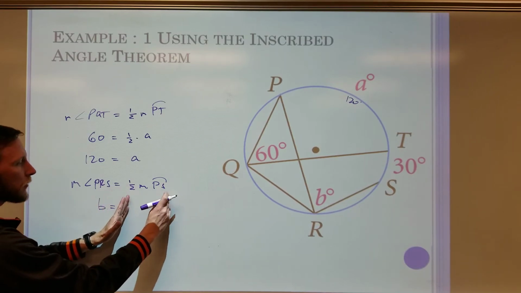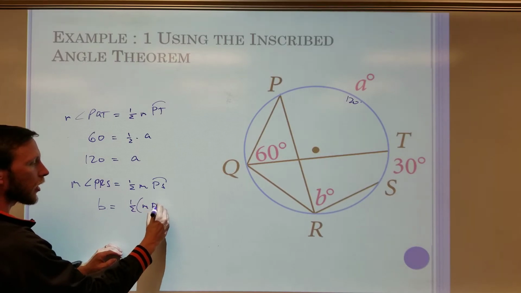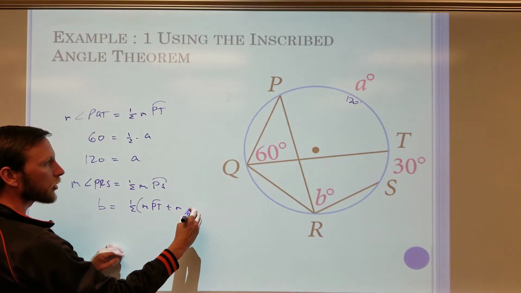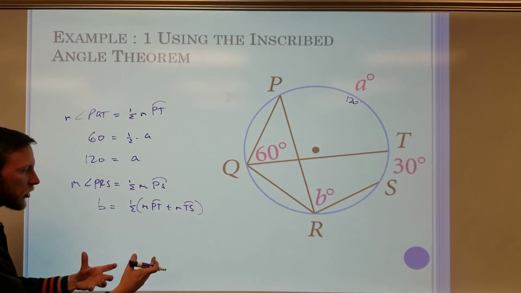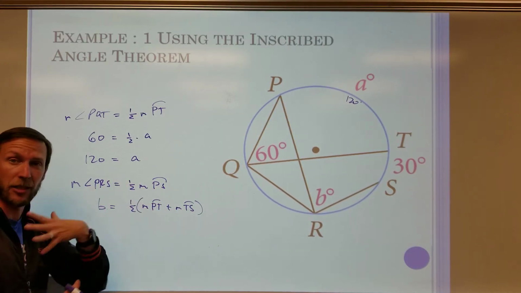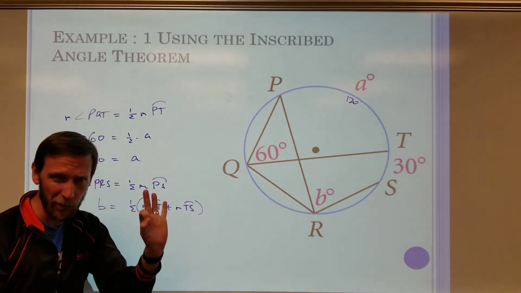The measure of angle PS is going to be the measure of arc PT plus the measure of arc TS. So we have another step of thinking to do. I think it's important that I at least show this step. If you just wrote 150 here, that would be fine.